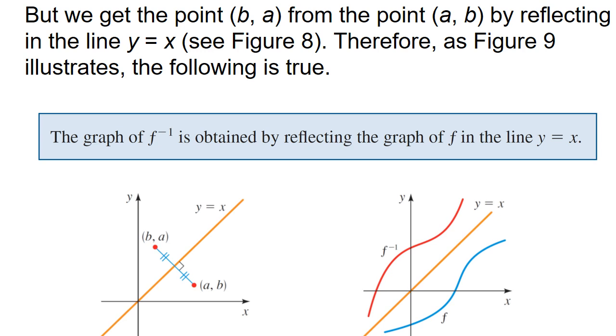But we get the point (b, a) from the point (a, b) by reflecting in the line y equals x. See figure 8. Therefore, as figure 9 illustrates, the following is true. The graph of f inverse is obtained by reflecting the graph of f in the line y equals x.